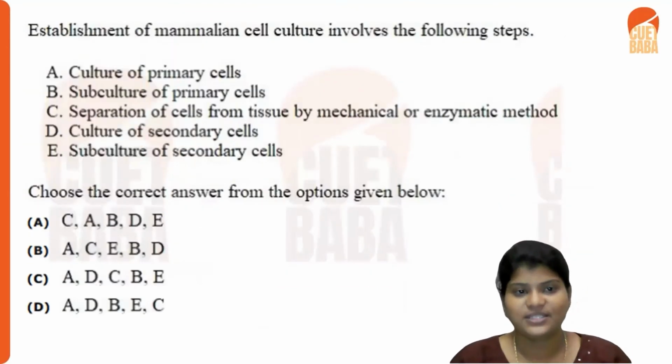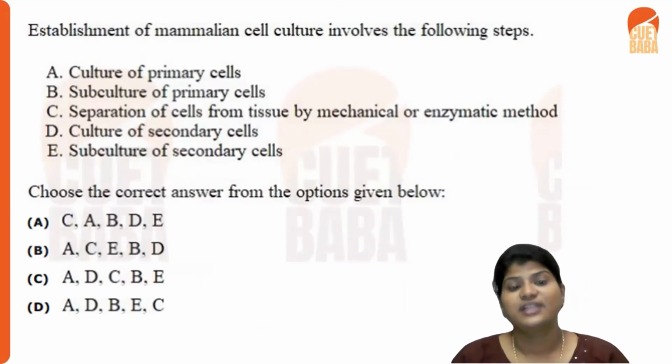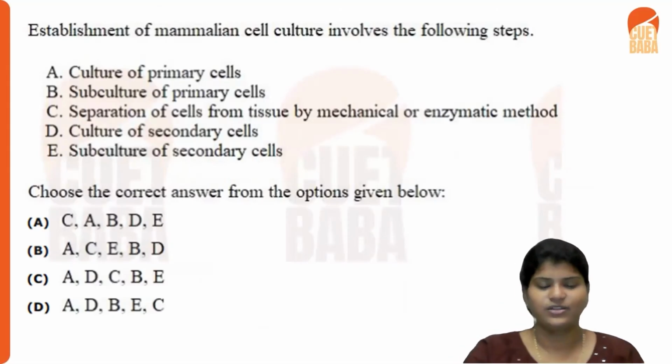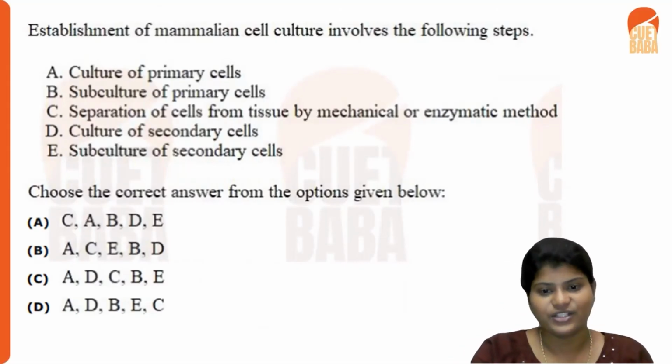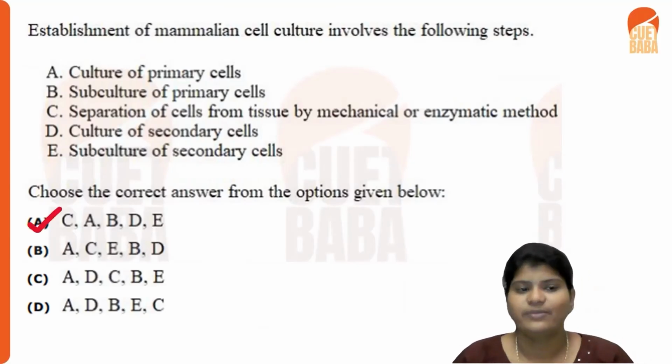And the establishment of mammalian cell culture involves the following steps. Option A: culture of primary cells, subculture of primary cells, separation of cells from the tissue by mechanical or enzymatic method, culture of secondary cells, subculture of secondary cells. Okay, so we need to arrange the steps in the order of the establishment of mammalian cell culture. So option A will be the correct answer.